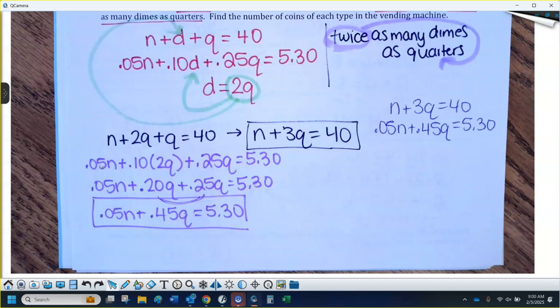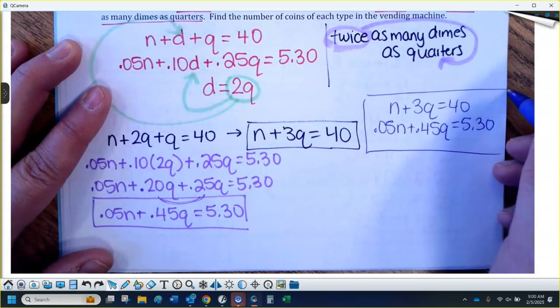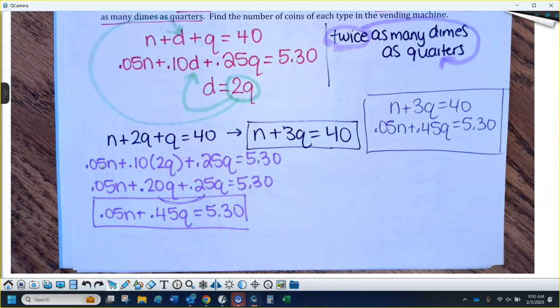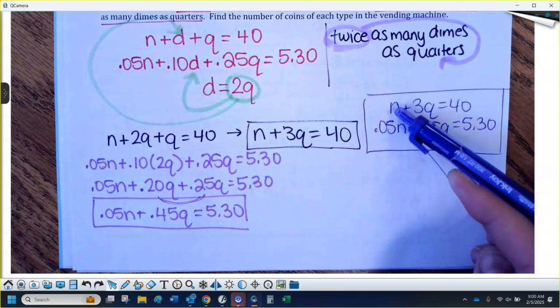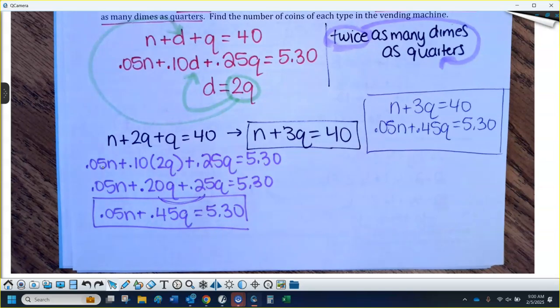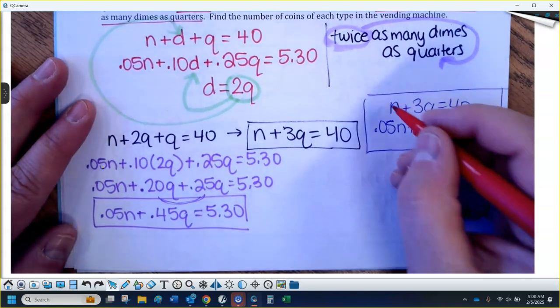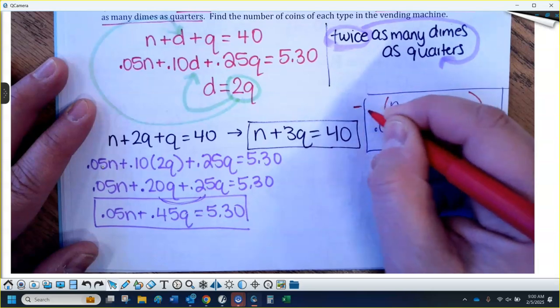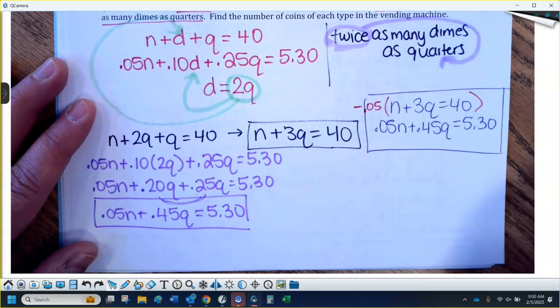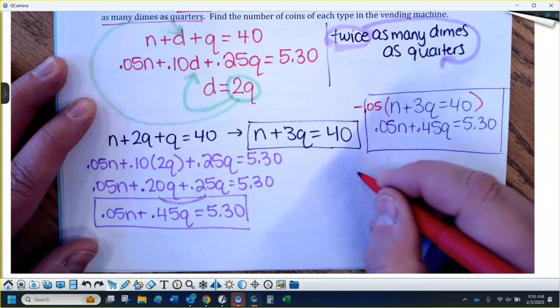Honestly, if you guys like substitution, it would be very easy to get the nickels alone in that first equation, just subtract 3q, and then you could use substitution. If it's me, I just kind of prefer elimination, but it's totally up to you, whatever your preference is. Since this has a coefficient of 1, I would maybe just get rid of the nickels with elimination, but if you would prefer substitution, you could do that too. I would just run a negative to make it an opposite, 0.05 in front of that first equation.